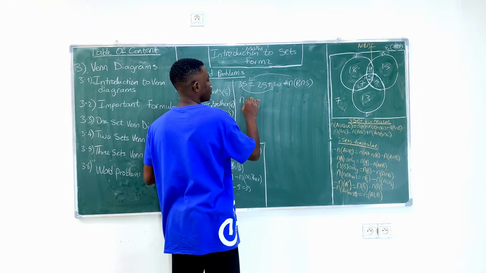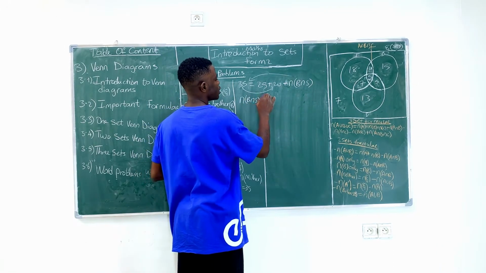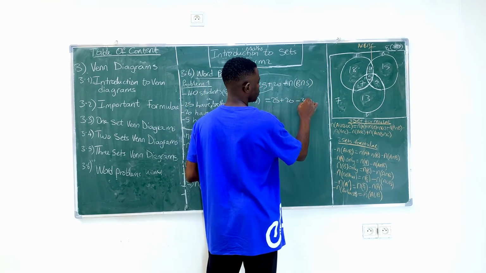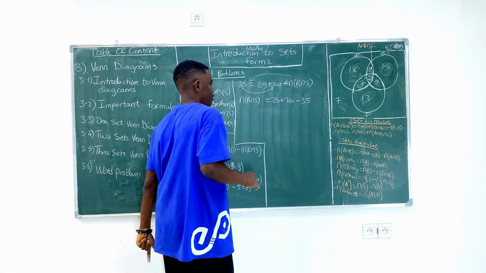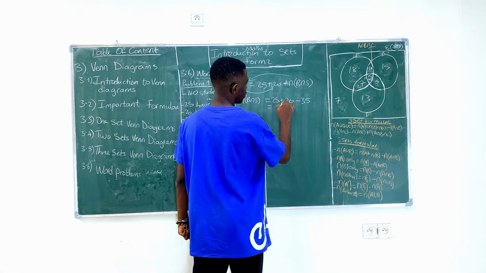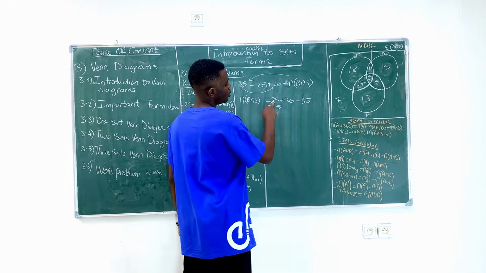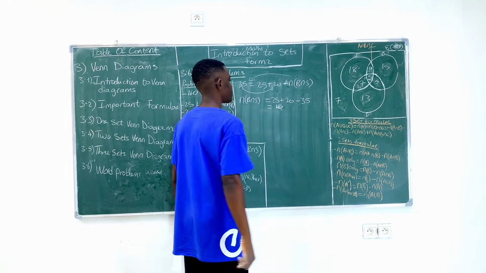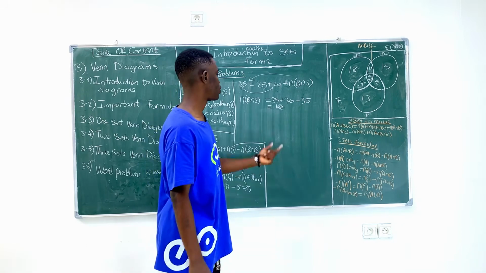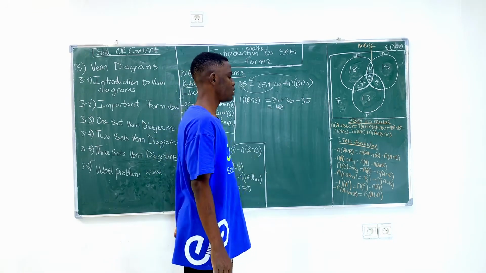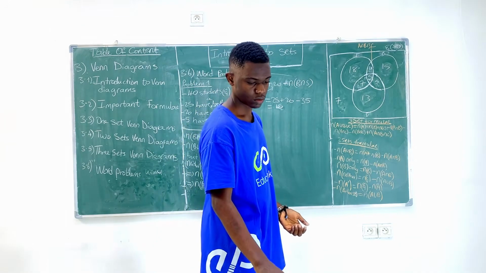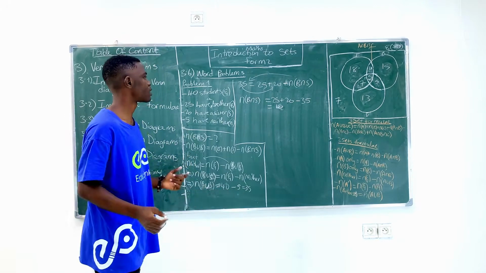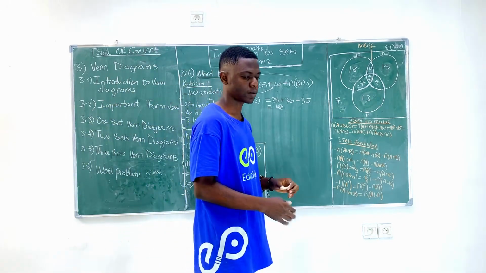So when I do it, I'm going to have n of B intersection S is equal to, I keep my 25 plus 20 minus 35. 25 plus 20 is 45, minus 35 is 10. So the answer is 10. 10 students have both brothers and sisters, and that is all for problem 1. I solved it.